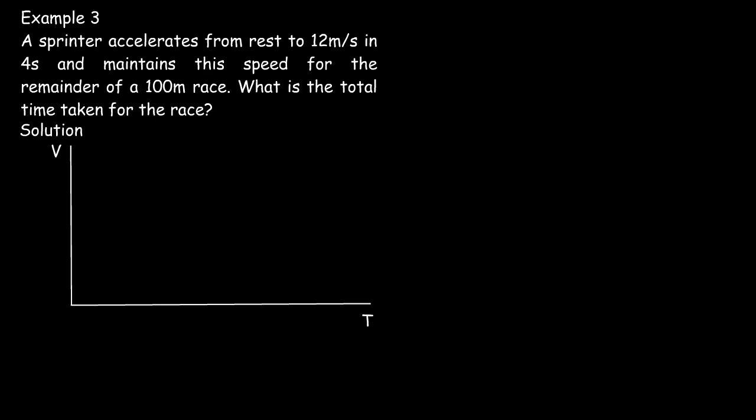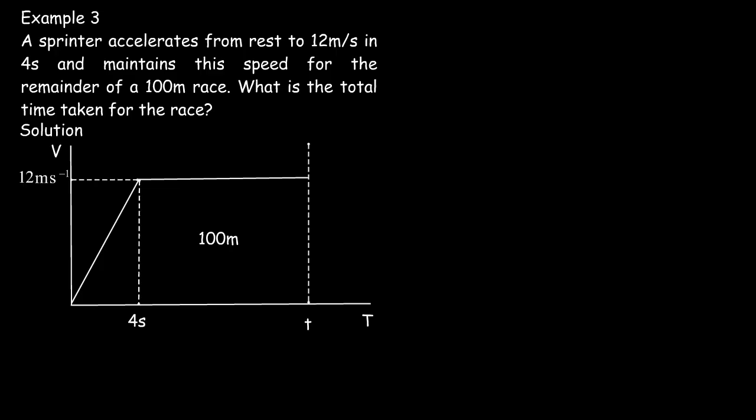Now plotting the first part, it said it accelerates from rest to 12 meters per second, so it's an upward slope up to 12 meters per second at 4 seconds. Then it continues at this speed for a total of 100 meters, so it will just be a straight line. Since we are not told it comes to rest or any other details, we just end it with a broken line, and we were told that the entire journey was 100 meters.